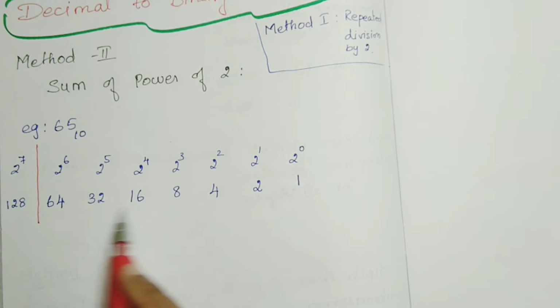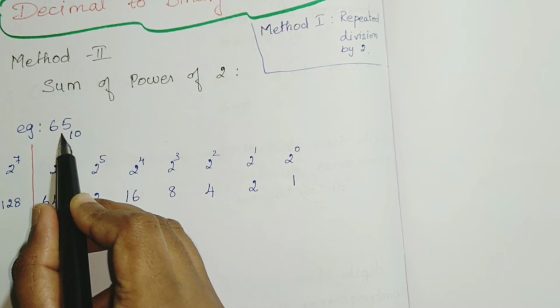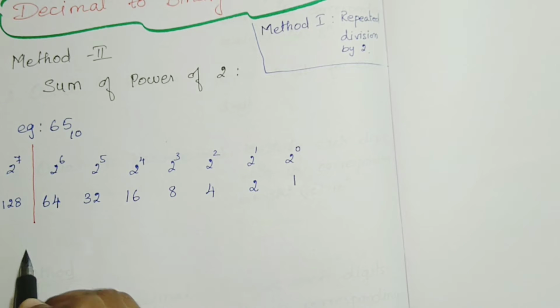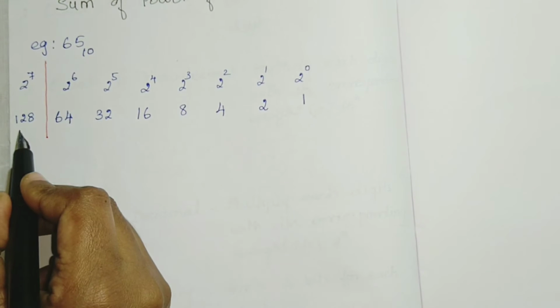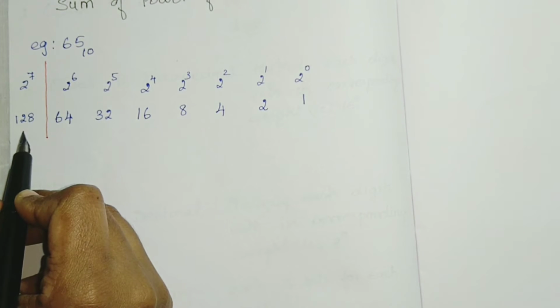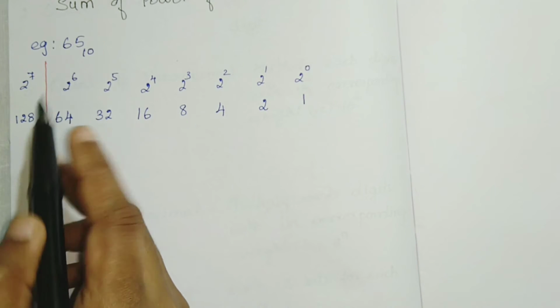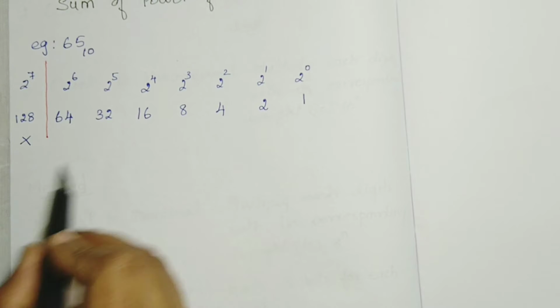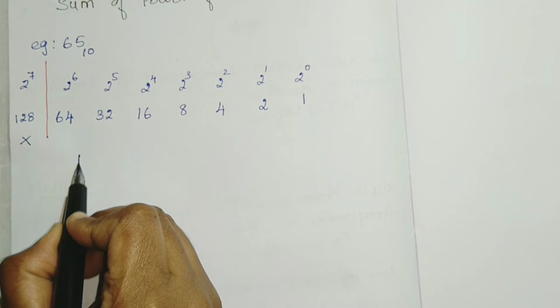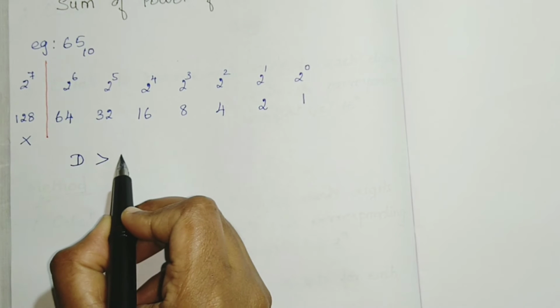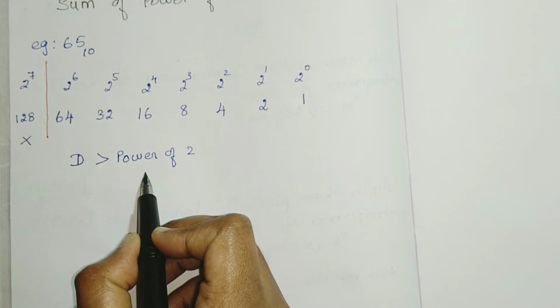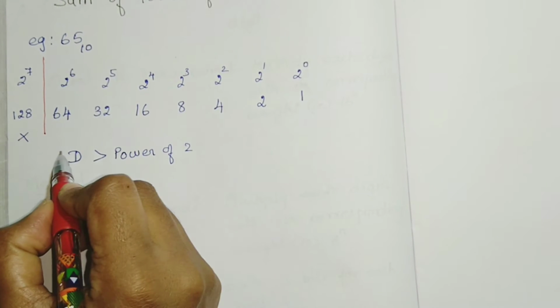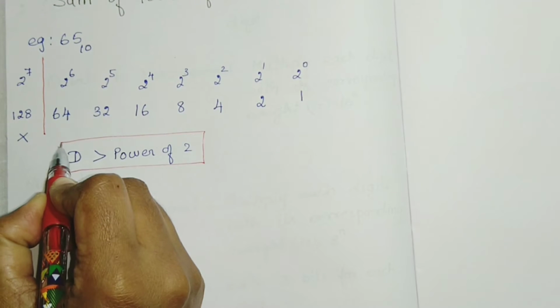We are going to use only the power terms which are less than the decimal number. Now it's time to compare the decimal number with the largest power of 2. Let's consider 65 with 128. 128 is greater than 65, so ignore that. The logic behind this method is that the given decimal number should be greater than the power of 2. If the condition is true, we set that particular bit as 1. If it is false, we set it as 0.